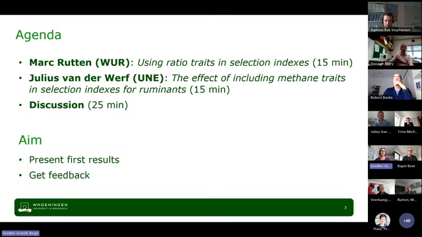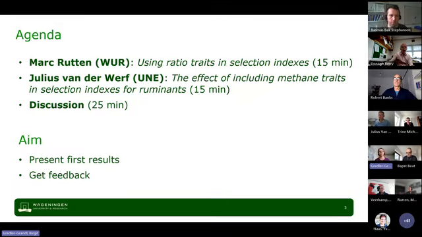So for today, as I said, we have two speakers. The first one is Mark Rutten, a colleague from Wageningen University Research, and he is working on selection index calculations, showing a little bit the consequences of using ratio traits in selection indices. Ratio traits is a very important topic here when it comes to methane trait definitions, when we think of methane intensity, so methane produced per kilogram of milk or per kilogram of dry matter intake.